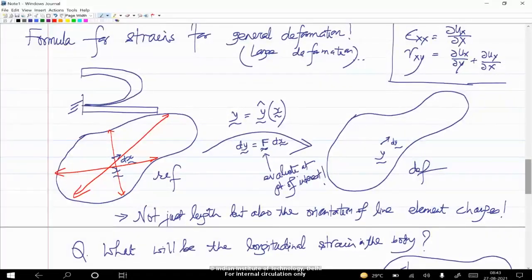dy hat by dx is equal to F, deformation tensor, strain along the applied force. Okay, but what if suppose you are applying distributed load on this beam? There's no one direction. So obviously, these are very good questions that are coming to your mind, that if it's a general body undergoing arbitrary deformation, then what should be the concept of longitudinal strain?